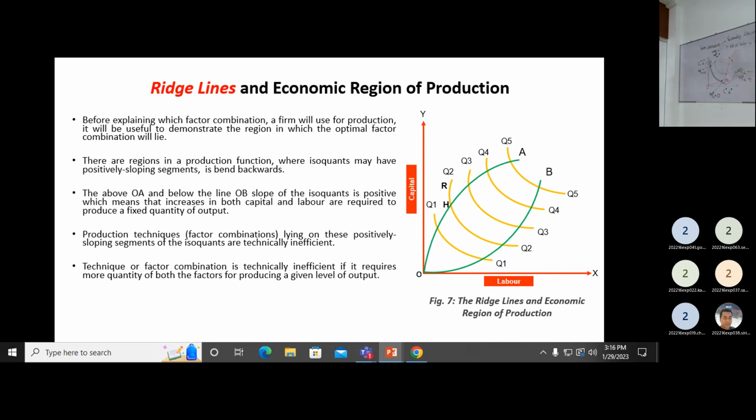So production techniques, simply the factor combinations lying on these positively sloping segments, are technically inefficient. Why? You need increments in both of these factors. A technique or factor combination is technically inefficient if it requires more of both factors to produce a given level of output. That is the meaning of technically inefficient. You are using capital as well as labor to produce the output rather than replacing one with the other. So you could underline this.